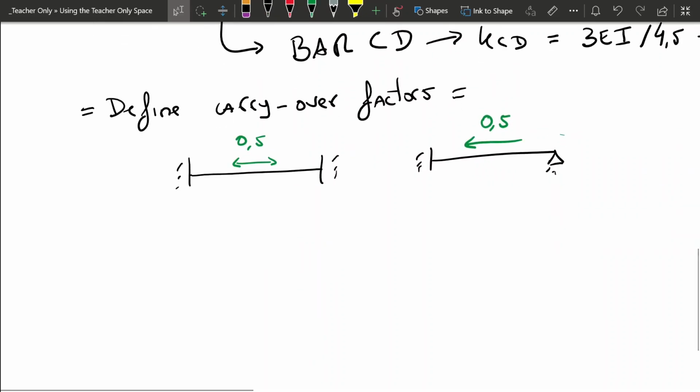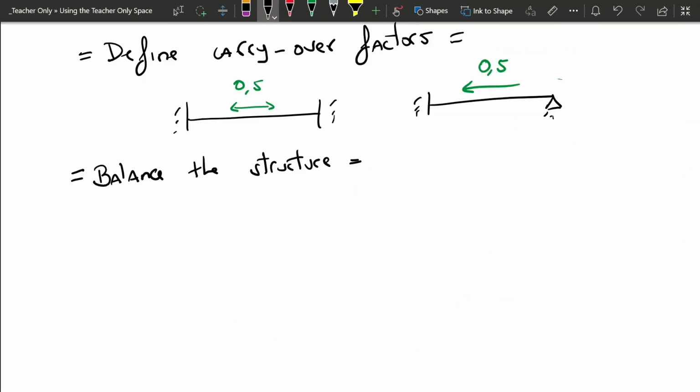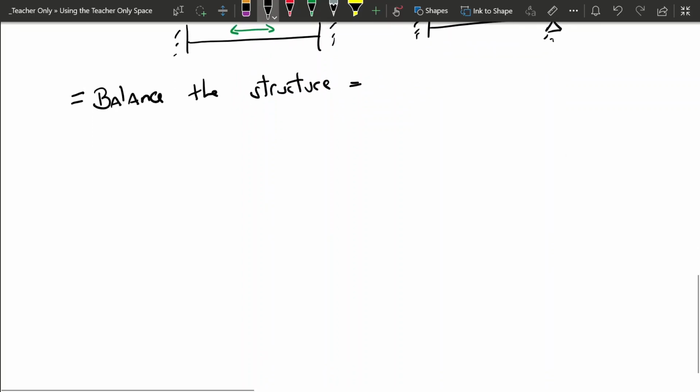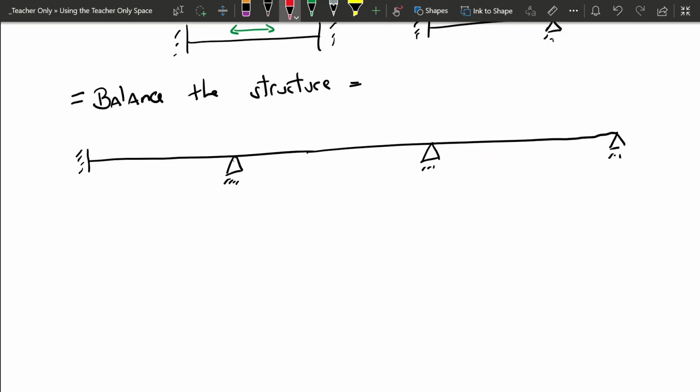This leads us to the hardest-working part of the problem, which is to balance the structure. This problem is going to be a bit complicated, a bit troublesome. So I suggest you draw a really, really large structure here, so we have plenty of space. A large structure like this one.